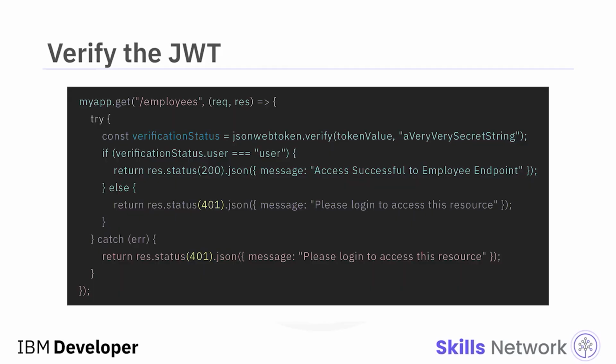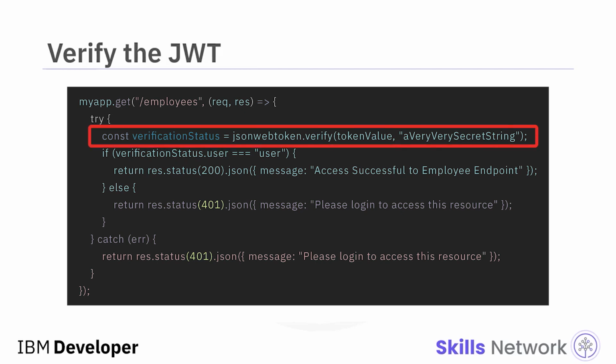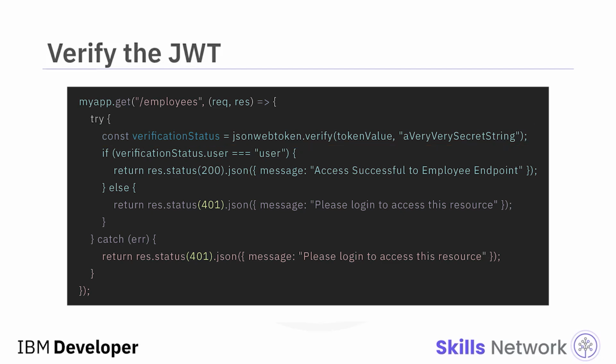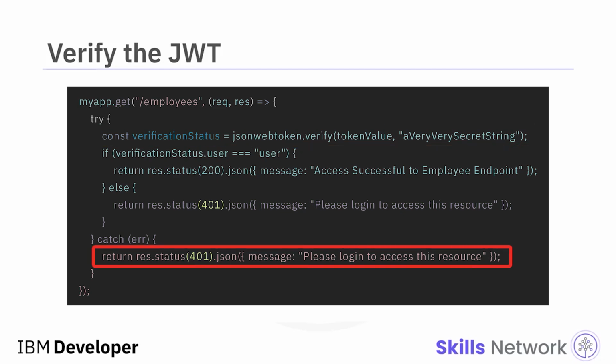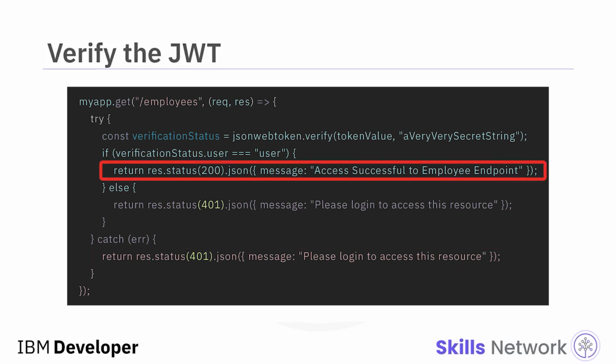The fetched JWT is verified using the function jsonwebtoken.verify by passing the fetched token and the JWT secret. And the value returned by this function is then used to verify if the user property matches with the username fetched from the database, and if that match happens, then the user is authenticated and is provided access to the employee's API. The API then returns the 200 success status code with the message access successful to employee endpoint.